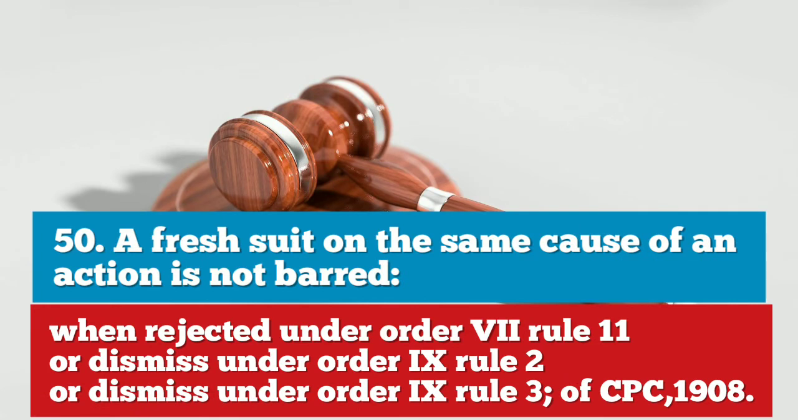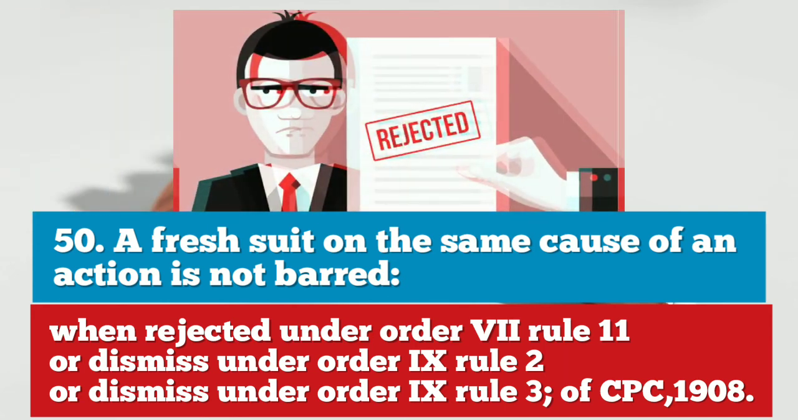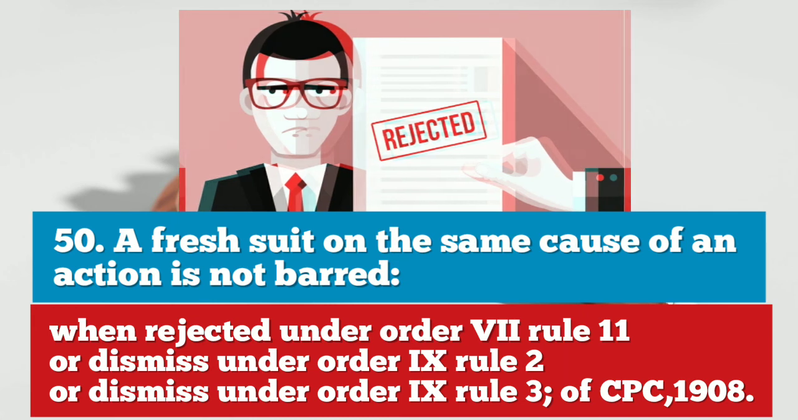Question number 50, that is the last question of this video series. A fresh suit on the same cause of action is not barred when rejected under Order 7, Rule 11 of CPC, or dismissed under Order 9, Rule 2, or dismissed under Order 9, Rule 3 of CPC.